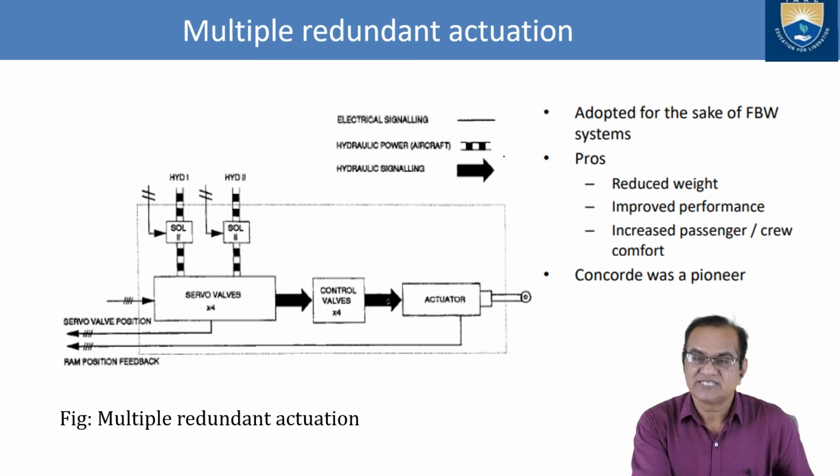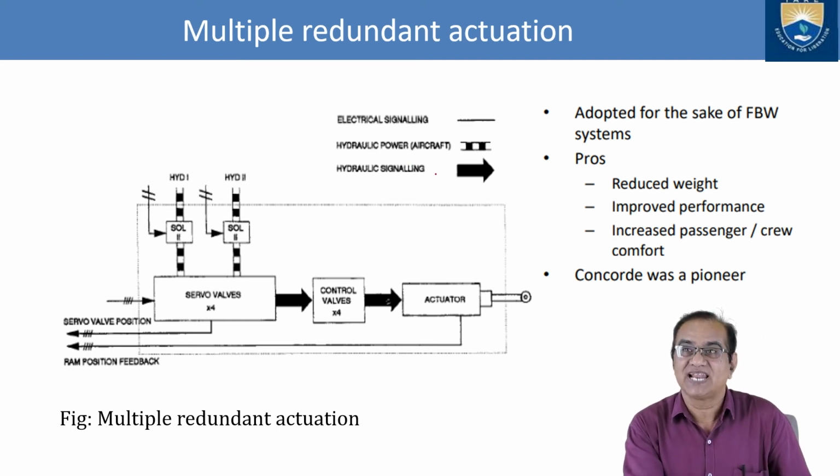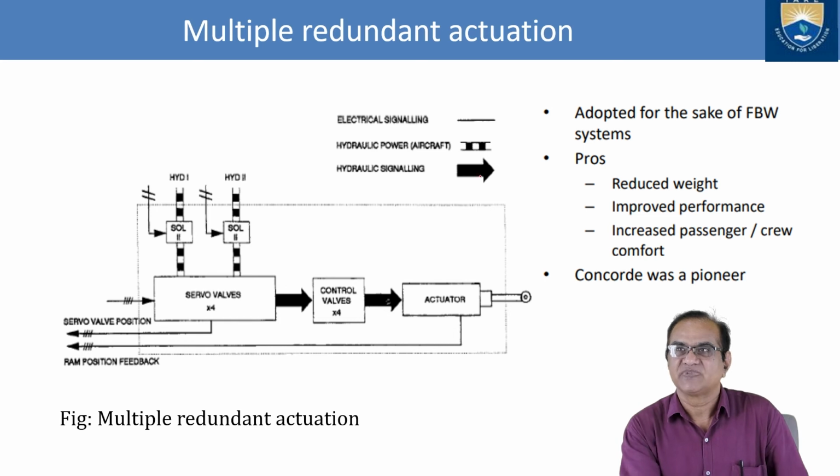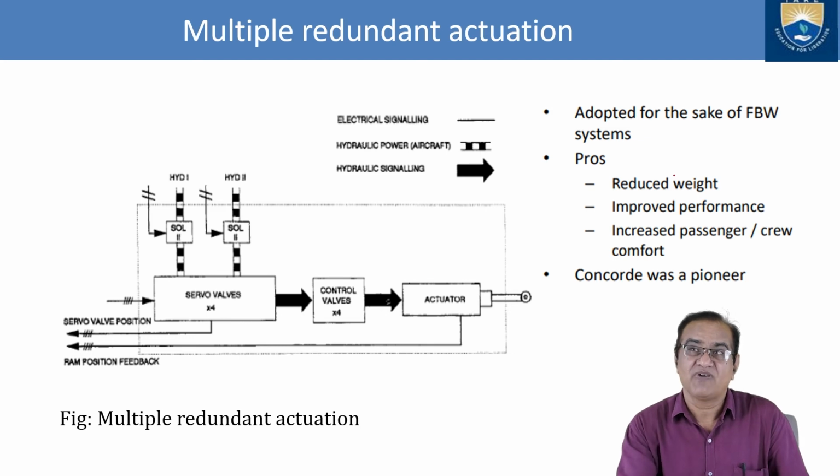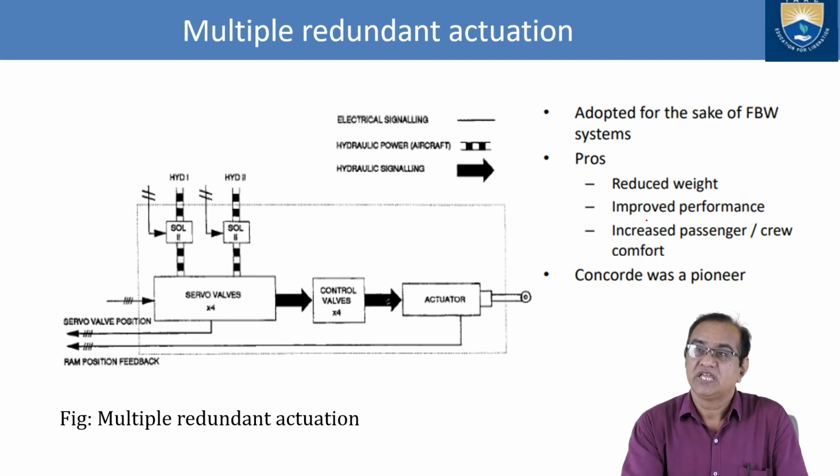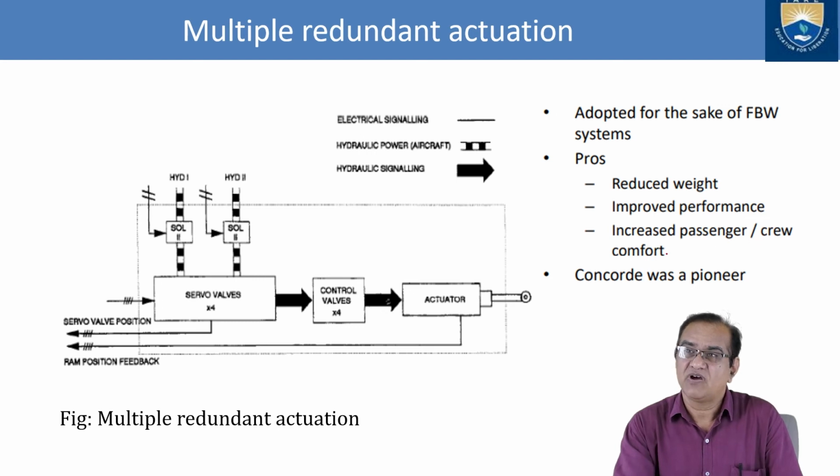Hydraulic power is given like this and hydraulic signaling is given like this. Adapted for the sake of the fly-by-wire system. Like this we use it for the fly-by-wire system. What is the benefit? Reduced weight, improved performance, increased passenger and crew comfort. Concorde was the pioneer.